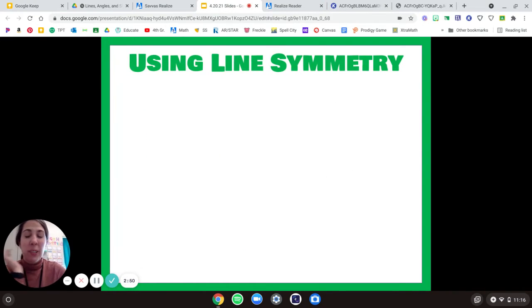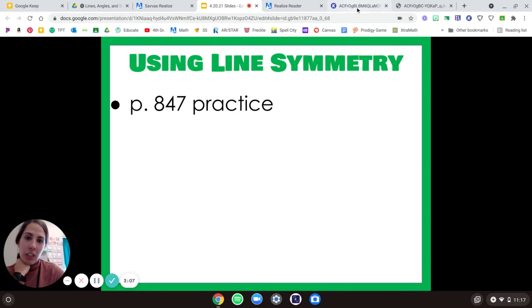So today we're going to talk about using line symmetry to help us finish pictures. Because we know line symmetry has to go through the middle of the shape, and it has to mirror each other, right? The left and the right side would have to be the same. They have to mirror each other. So we're going to do some practice in our book first.